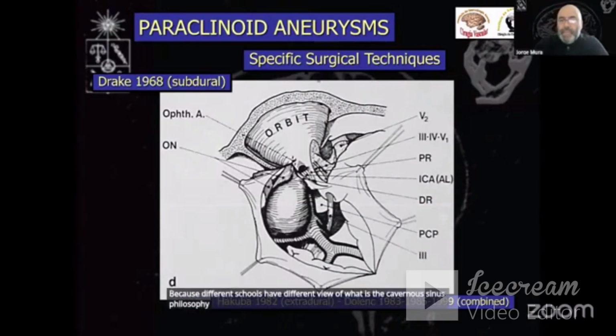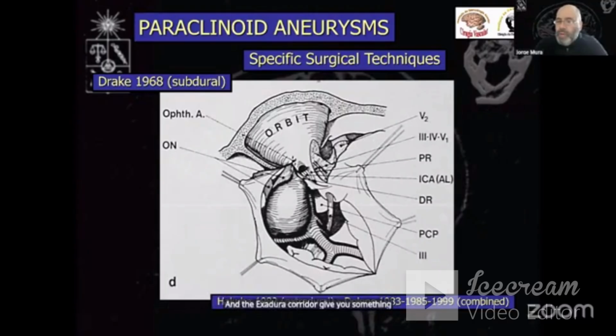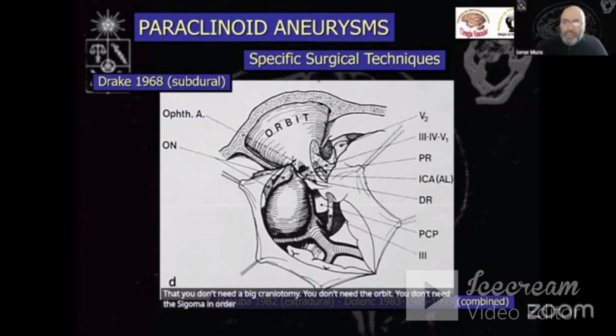But for me, the one that I picked and thought was better was the Japanese one, because you use the extradural corridor. And the extradural corridor gives you something that no other way gives you: you don't need a big craniotomy. You don't need the orbit, you don't need the zygoma in order to reach the profound structures.